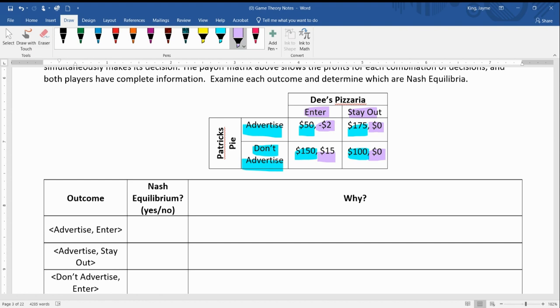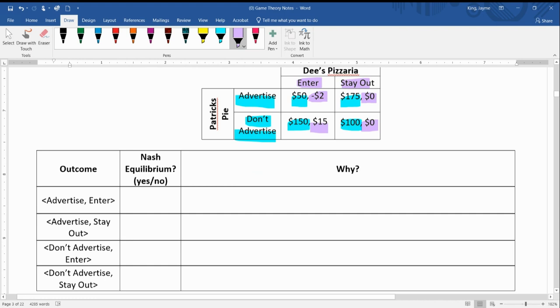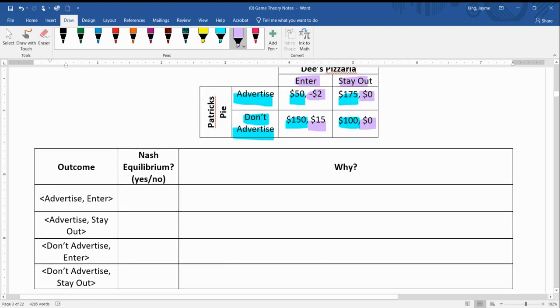All right, so we're just going to look at each one of these cells and decide whether or not it is a Nash equilibrium. So this first one, advertise, enter. Advertise would be the blue one, and then enter would be the purple one. Okay, and we want to decide, is this a Nash equilibrium? So let's take a look at it. So that's this cell right here. Are either one of them going to regret their decisions? Well, player one chose to advertise. Their other option would be to choose to not advertise. So that would jump me down to this cell.